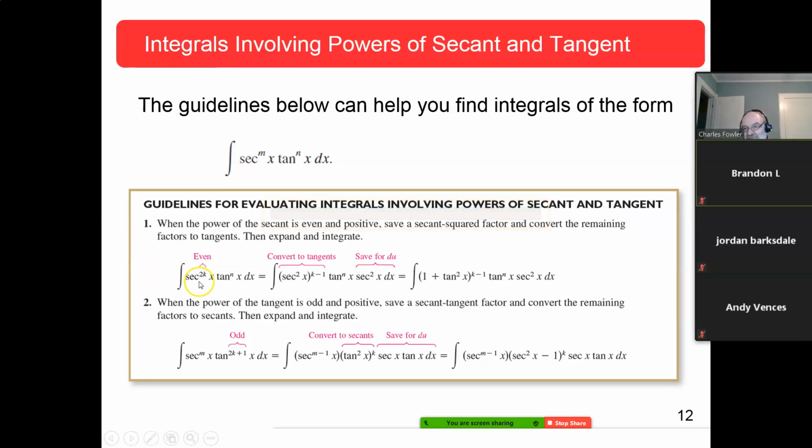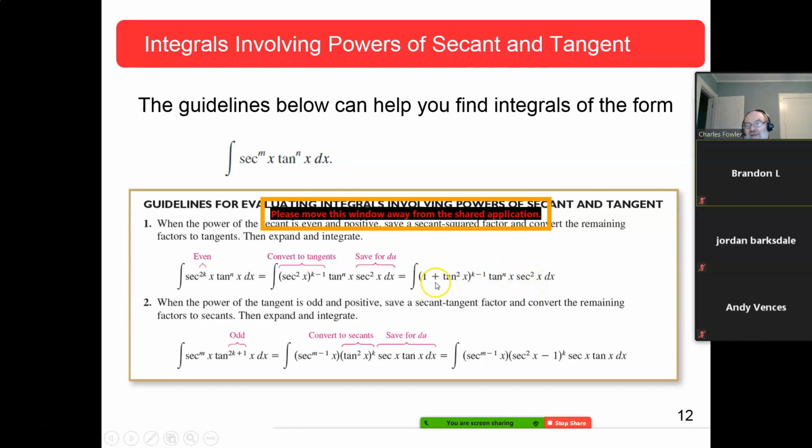So if this is an even number, 2k, pull out one factor of secant squared right there. Then you have secant squared to the k minus 1 because you pulled out 2. This is rather awkward the way they write it. And just leave the tangents alone. It doesn't really matter on the tangent. Now, this secant squared raised to the k minus 1, secant squared is 1 plus tangent squared x, raised to the k minus 1. Then you have your tangent x, and you have your secant squared x.